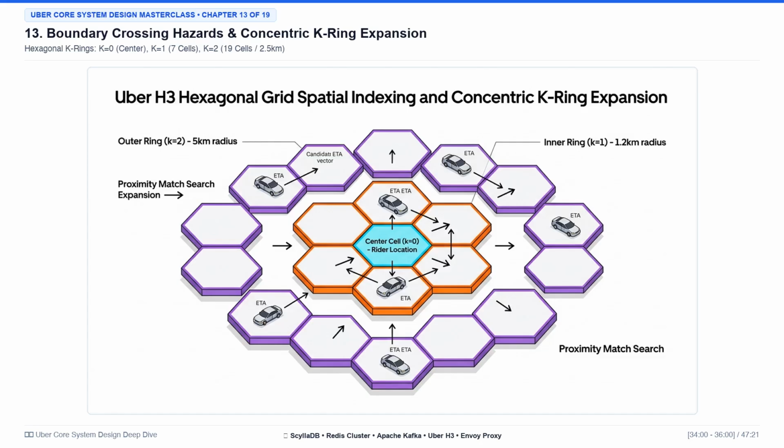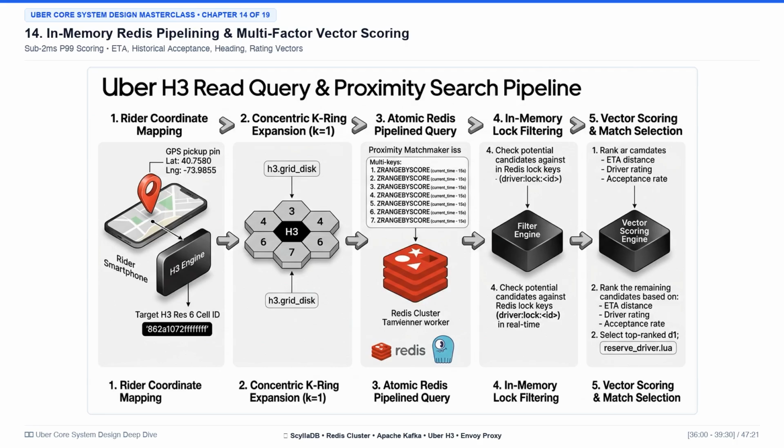This is where the sheer computational power of the system shines through: multi-factor vector scoring. Vector scoring. Yes, the system doesn't just rank the drivers by distance. It runs an algorithm that weighs multiple real-time behavioral variables to predict the most successful overall trip outcome. So it's predicting success. Distance, specifically the estimated time of arrival, or ETA, is obviously the primary weight. It is denoted in the algorithm as W1, and it accounts for roughly 50% of the total score. Okay, so ETA is half the battle. What makes up the other 50%?